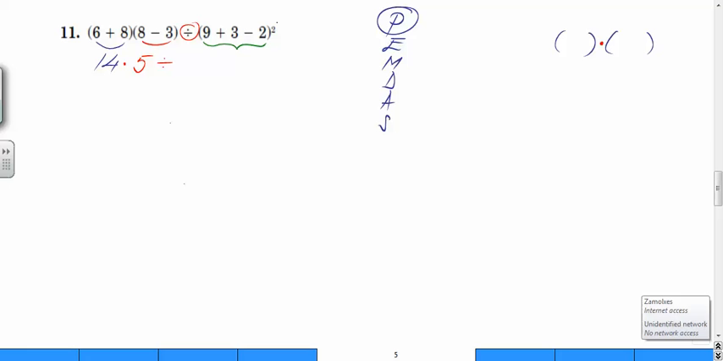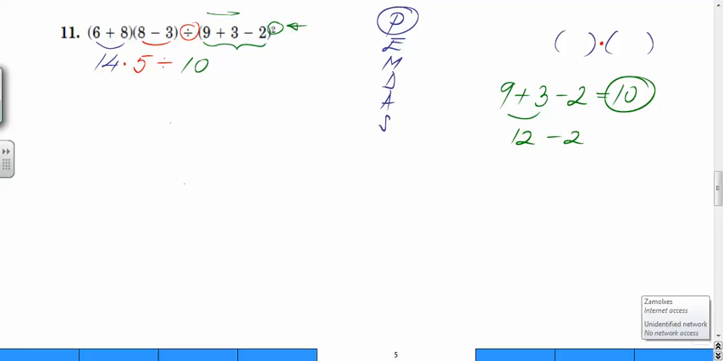But I still have a parenthesis to work with, right? This one. And make sure you're not forgetting the exponent right there. And let's work inside the parenthesis. Inside this parenthesis I got addition and subtraction. I'm gonna go left to right. 9 plus 3. So let's take it separate. I get 9 plus 3 minus 2. 9 plus 3 is 12. 12 minus 2 would be 10. Okay? So for this parenthesis, I will have 10. So don't forget about the exponent. I have 10 squared. Great.